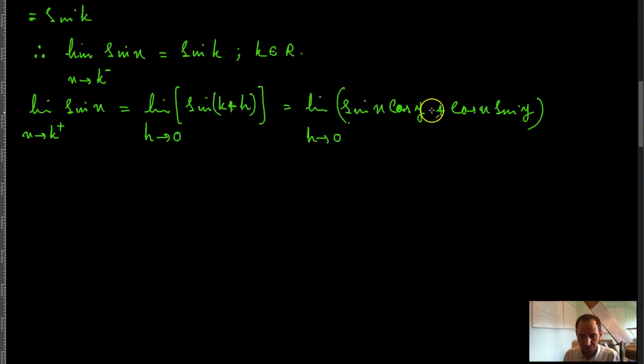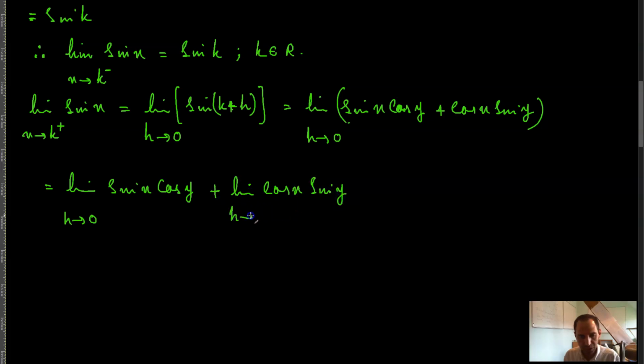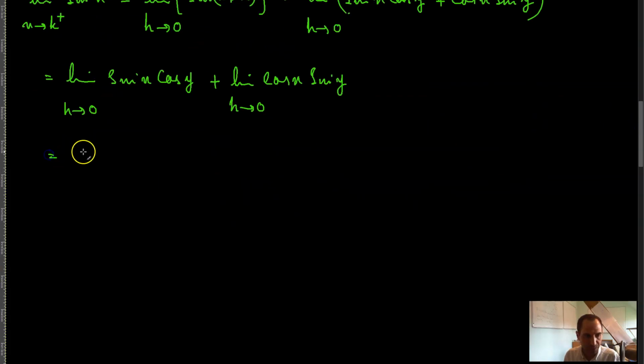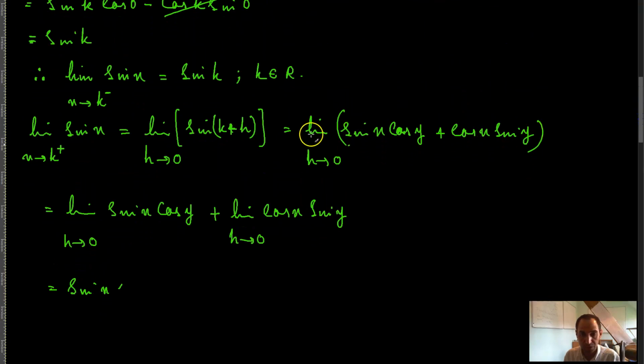And you can separate these two. You can write this as the limit of sine x cos y as h tends to 0, plus the limit of cos x sine y as h tends to 0. Oh, I made a mistake here, I'm sorry. Instead of x and y, you have to write k and h. So over here you have k plus h, so this is sine k cos h plus cos k sine h.